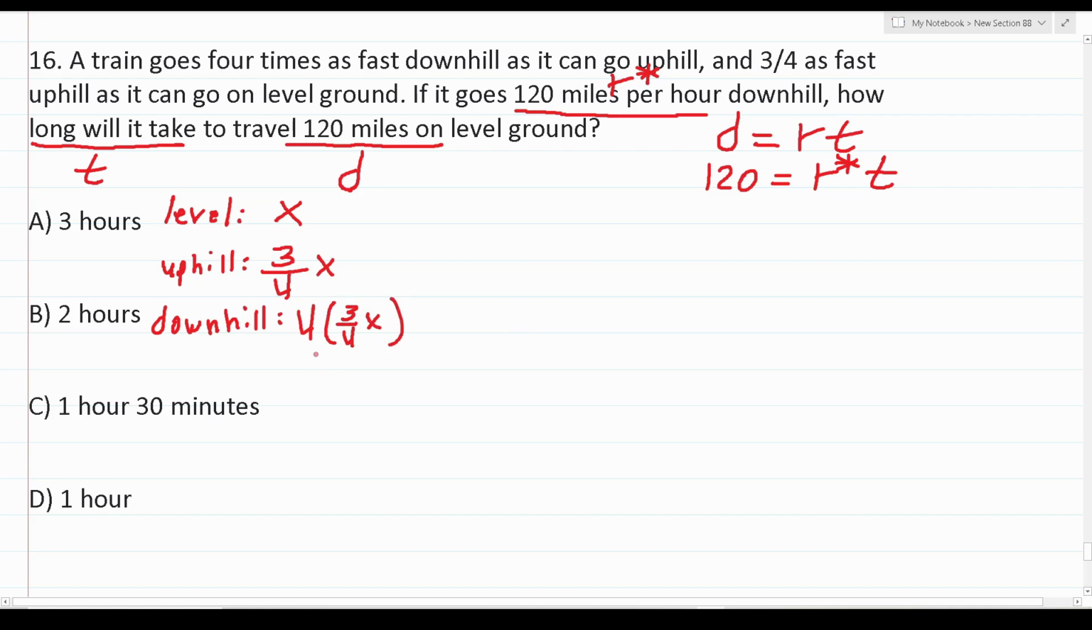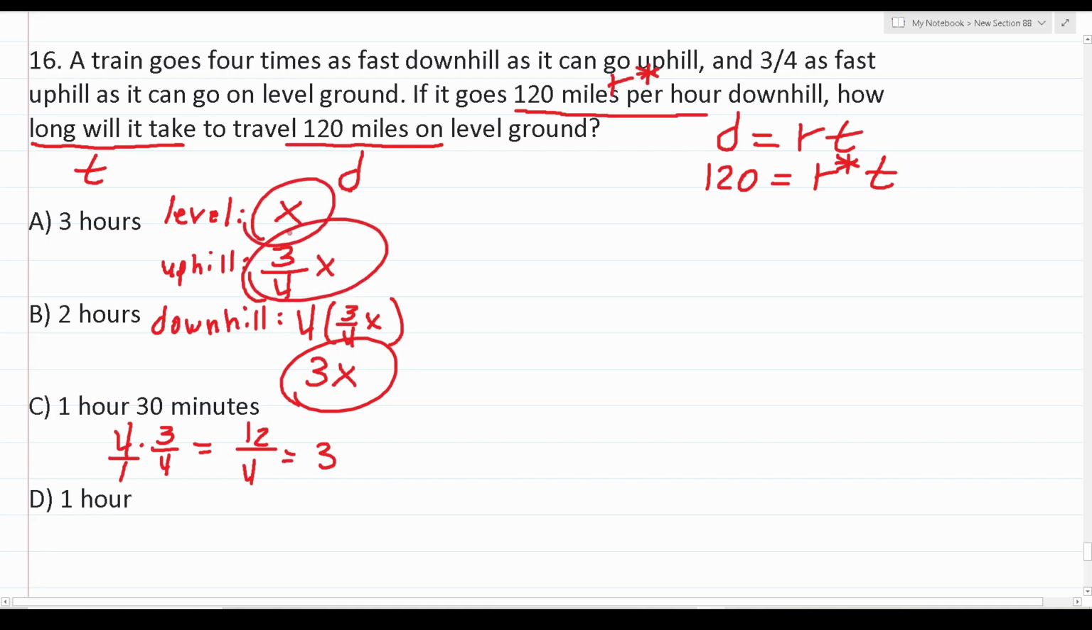And let's simplify this very quickly. Let me do that off to the side down here so this looks nice and neat. We have 4 times 3/4. Again, I can write 4 as a fraction by placing it over 1. 4 times 3 is 12. 1 times 4 is 4. 12 divided by 4 is 3. So this downhill is actually 3x. So there are our 3 rates of speed: 3x, 3/4 x, and just x.